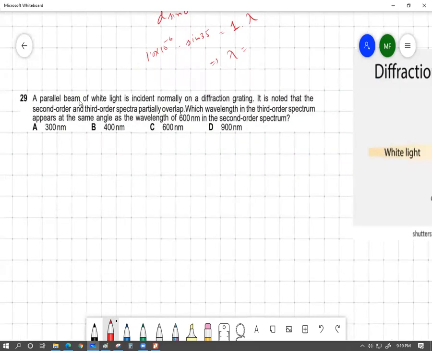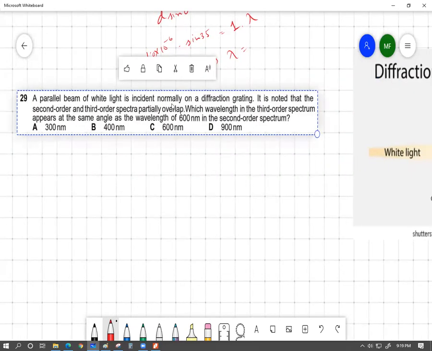Have a look. Questionটা ভালো করে বুঝো আগে। A parallel beam of white light is incident normally on a diffraction grating. It is noted that the second order and third order spectra partially overlap. তার মানে হচ্ছে দুটো ডিফারেন্ট কালারের জন্য আমরা অবজার্ভ করতেছি। It just so happens that একটা সার্টেন কালারের সেকেন্ড অর্ডার আরেকটা কালারের থার্ড অর্ডারের সাথে ওভারল্যাপ করছে। We are dealing with two different wavelengths. Which wavelength in the third order spectrum appears at the same angle as the wavelength of 600 nanometer in the second order spectrum?